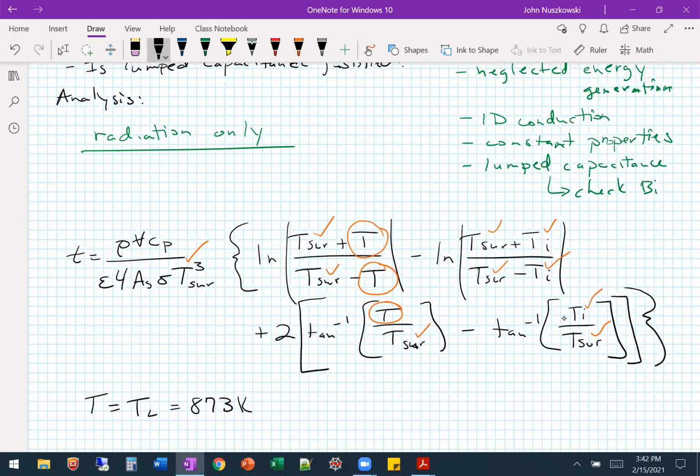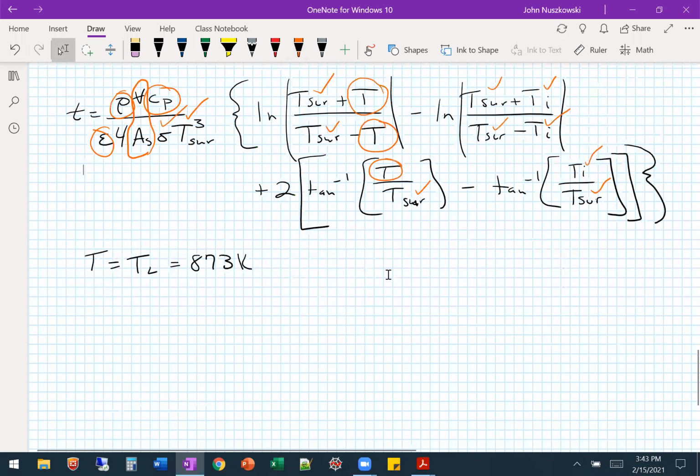All right. So then let's look at what else. This is a constant. This is a constant. All right. So then let's see what we don't have. We need density, volume divided by surface area, specific heat, and emissivity. Am I missing anything? No. All right, let's start with density and specific heat.